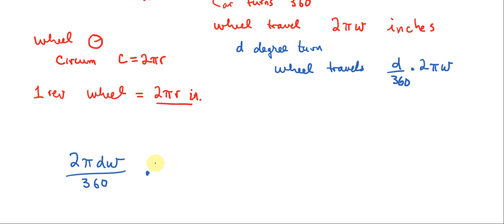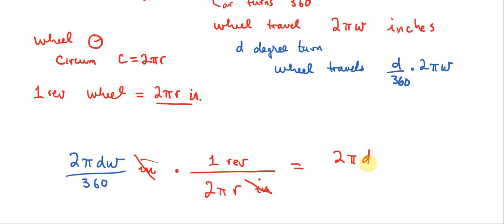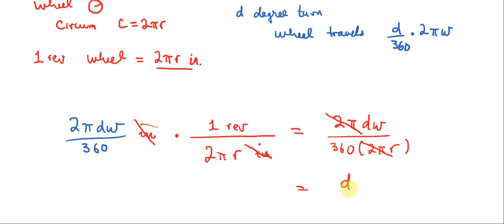This is the distance in inches. And again, we want to multiply by our conversion ratio, that one revolution is going to be 2 pi R inches. So in our unit analysis, the inches will cancel out, and what we end up with is 2 pi D W all over 360 times 2 pi R. You can see that the 2 pi on the top and the 2 pi on the bottom cancel each other out. And so all that's left here is the degrees that we have to rotate times the width of the car divided by 360 times the radius of the wheel, excuse me.